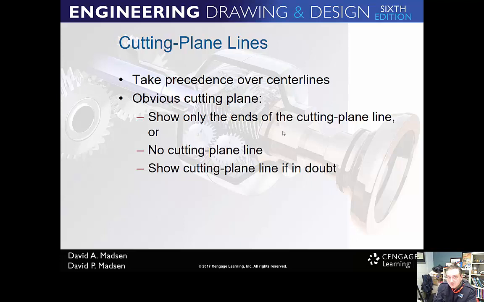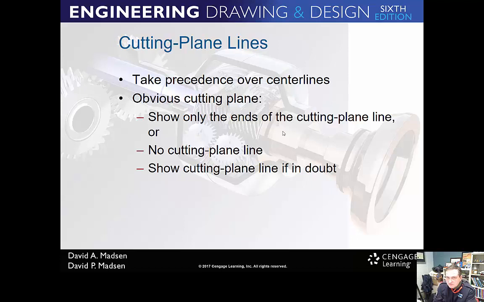So something to remember, we've talked about lines and precedence. Cutting plane lines cover center lines, because remember, the center line is kind of the low man on the totem pole, the forgotten line. So you may need to delete a center line or readjust it to a center mark, so that you don't have these lines overlapping and it looks funny and you can't tell that it's a cutting plane line. So an obvious cutting plane shows only the ends of the cutting plane line, or you have no cutting plane line, which is really weird, but you can do that.